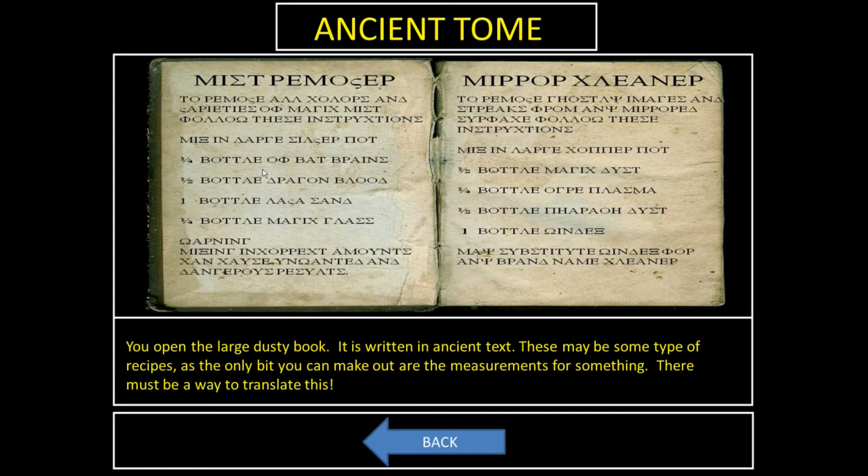So a quarter bottle of bat brains, a half bottle of, that's a D, dragon blood, one bottle of, what was that one? That's an S. Okay, magic sand, I think that might be. No, that's not an M. What did we say? Was it with L? Lava sand or something? And one quarter bottle of magic glass, I believe. Let's go see if we can figure it out. It goes quarter, half, one, quarter.